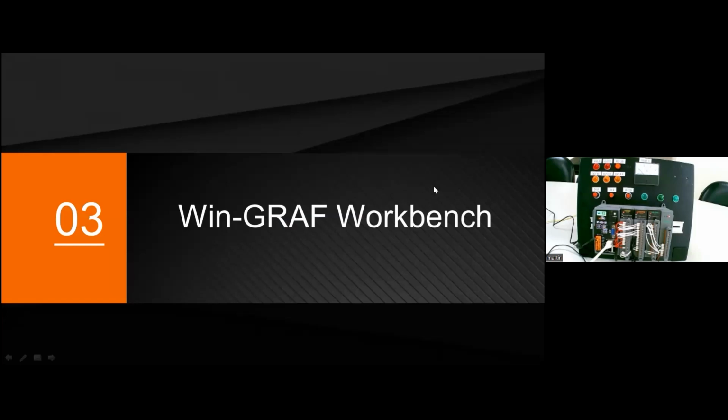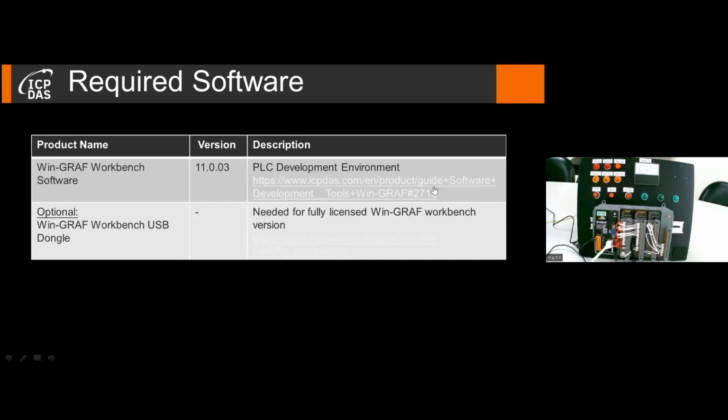Now to the workbench, Win-GRAF Workbench installation. The Win-GRAF Workbench can be directly downloaded from our website. Just enter the keywords Win-GRAF Workbench into the search bar of our main website to open the Workbench website and click the download center to download the Workbench. In addition, if you want to use the fully licensed version, you have to buy a USB key from our sales.